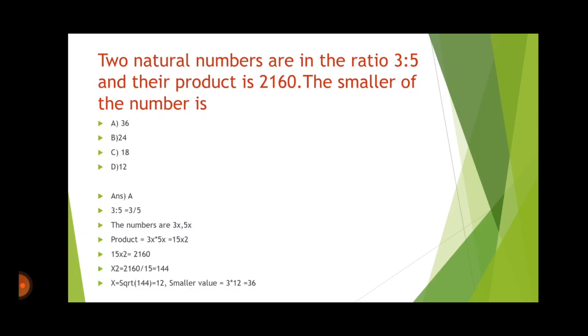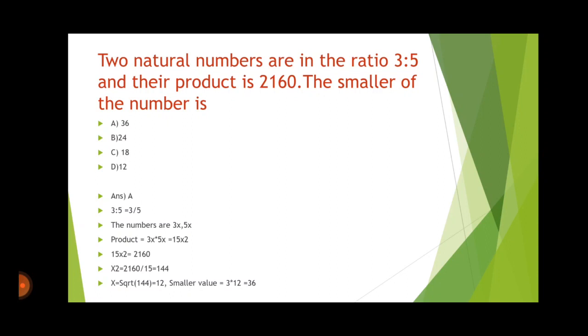The ratio can be represented as 3x and 5x because a common factor is removed from the actual value. Then we get the ratio 3:5. So we can represent 3:5 as 3x and 5x, and the product of these numbers, 3x into 5x, is equal to 15x square. Then 15x square is equal to, as per the question, 2160. Then x square is equal to 144.